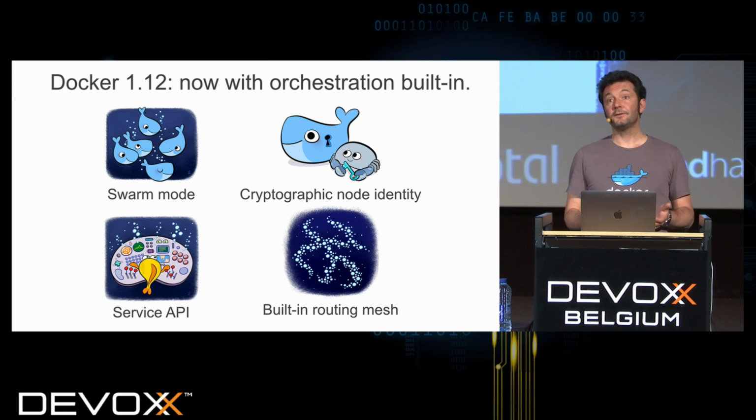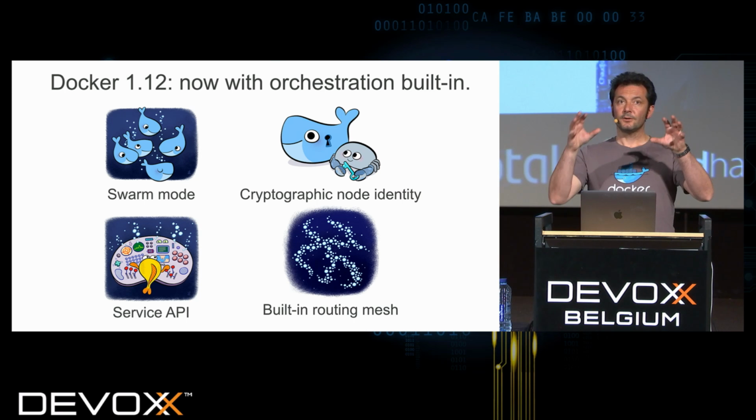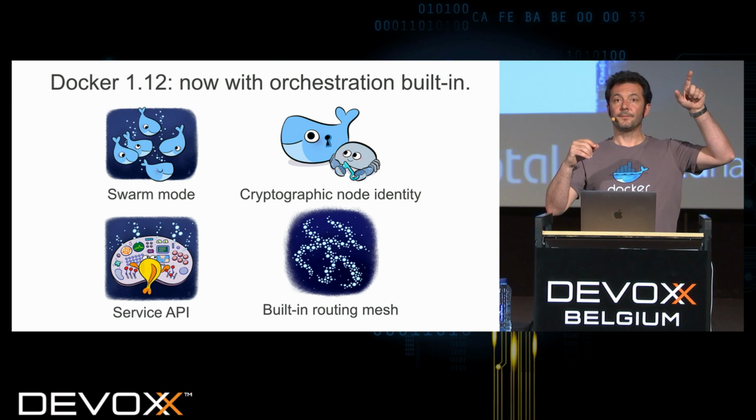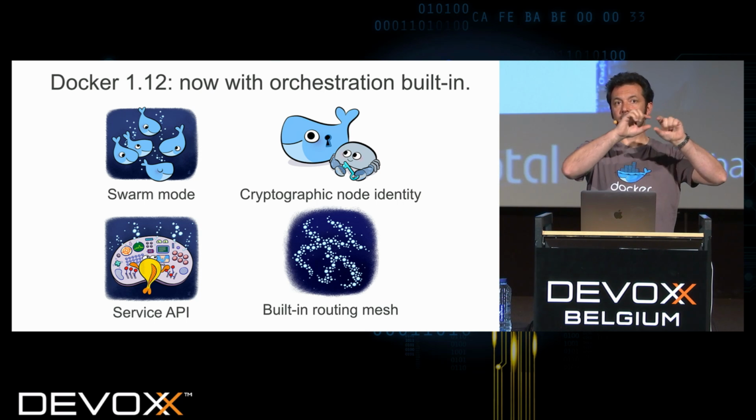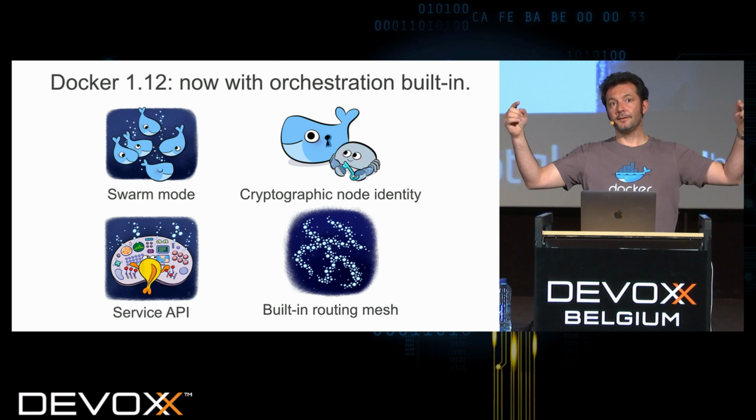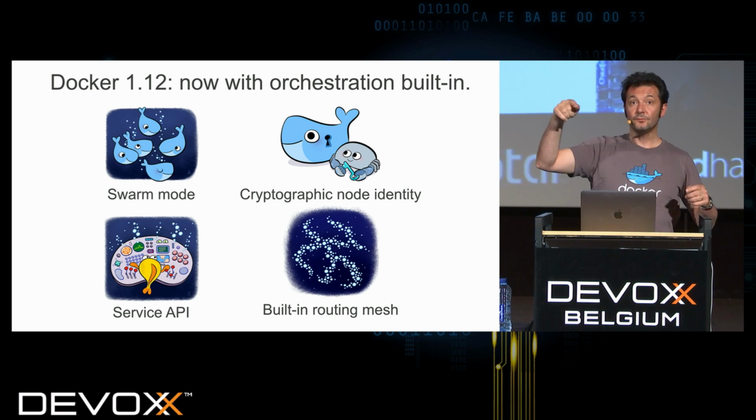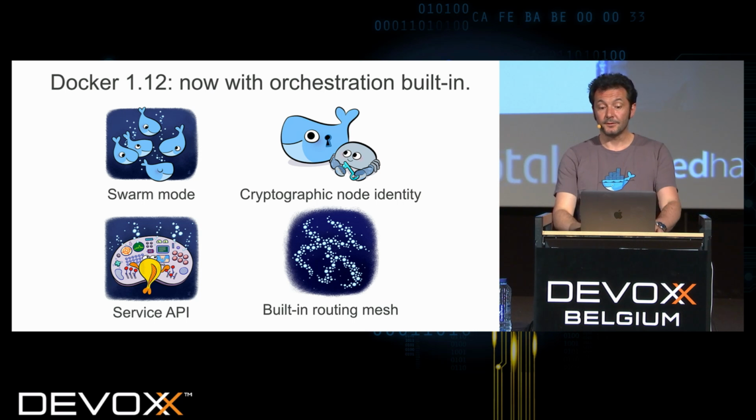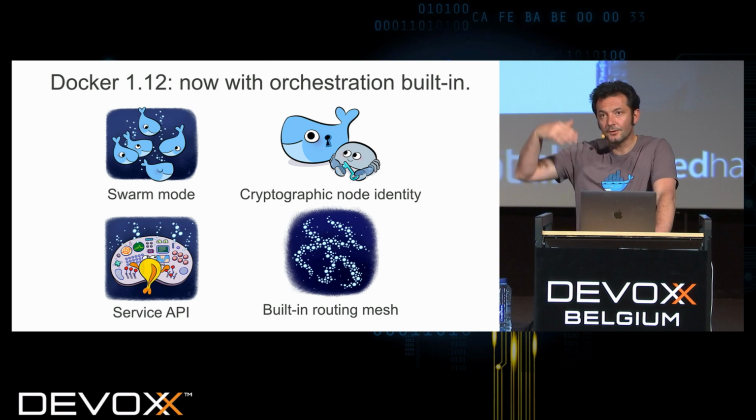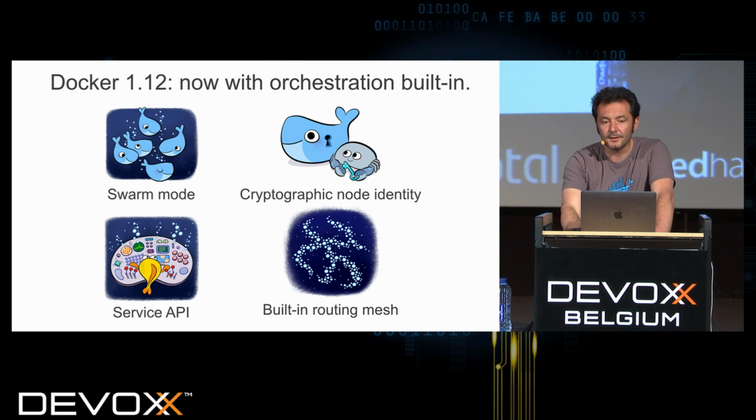And there's a built-in routing mesh, which means that when you're scheduling a container inside of a Swarm cluster, if you publish a port, it's going to open that port on each of the nodes in the cluster, and then you can go on whatever node you want in the cluster. It's going to load balance and reroute your traffic to the right containers on the different hosts. And then you can plug an additional load balancer for HTTP load balancing in front of that.